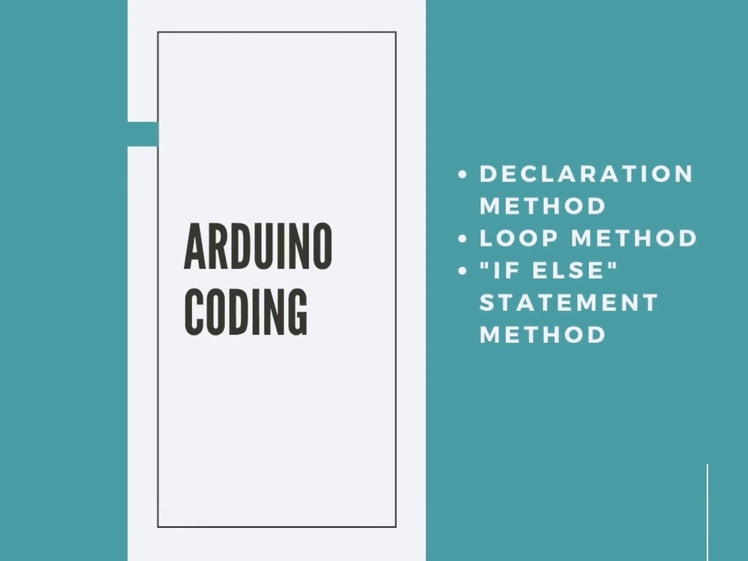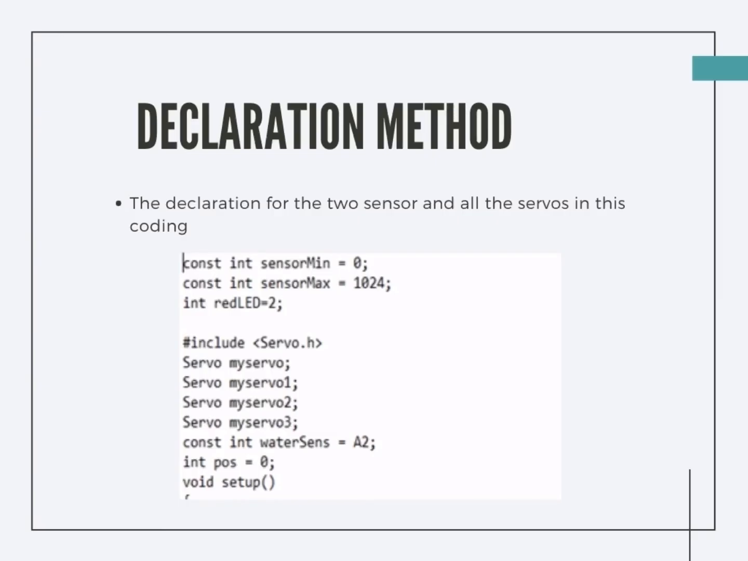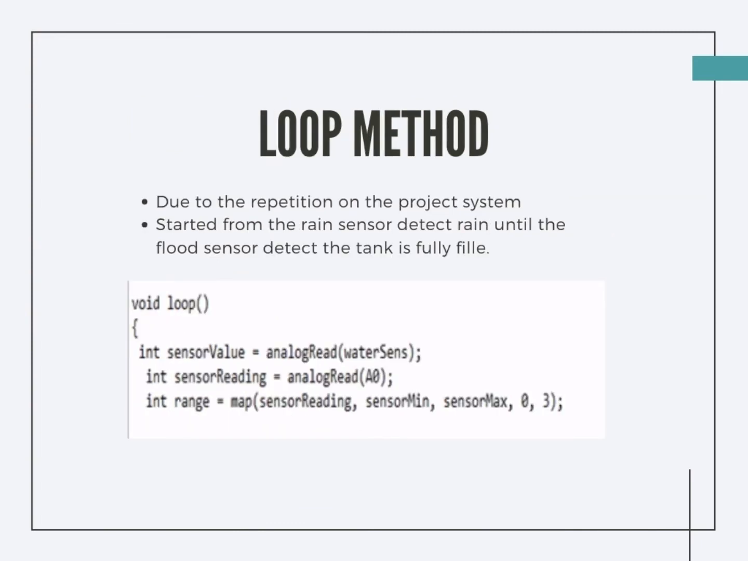The Arduino coding that I use in this project is the declaration method, loop method, and if-else statement method. The declaration method is basic and is needed for coding in Arduino. It is needed to declare the servo and the rain sensor and flood sensor. The loop method is needed due to the repetition in the project system. It starts from the rain sensor detecting rain until the flood sensor detects the tank is fully filled.